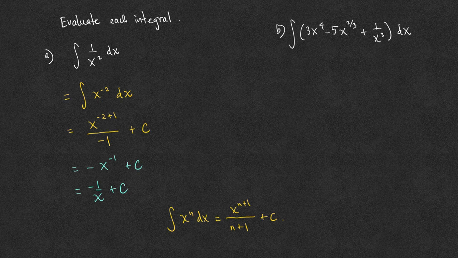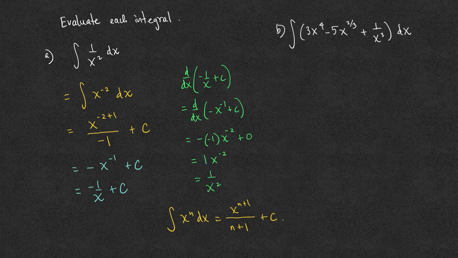To check the answer, we differentiate negative 1 over x plus c. The derivative of negative 1 over x is the same as the derivative of negative x to the negative 1. This is negative times negative 1 x, and we lower the power by 1. Negative 1 minus 1 is negative 2. The derivative of the constant c is 0. So this is positive 1 x to the negative 2, or simply 1 over x squared, which is the integrand in the indefinite integral. So this is the correct answer.